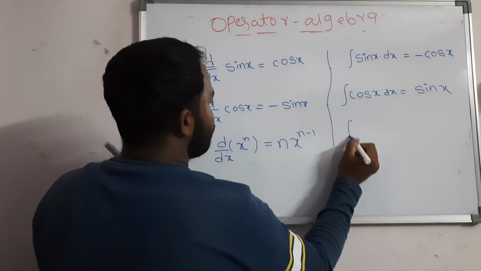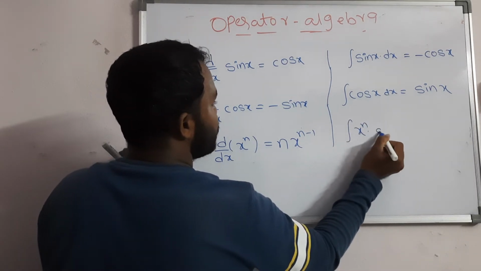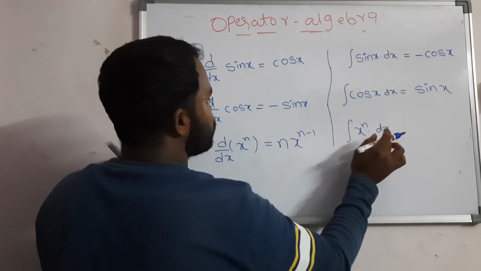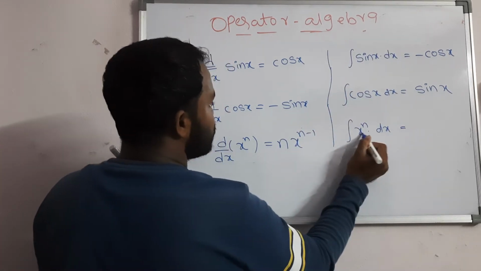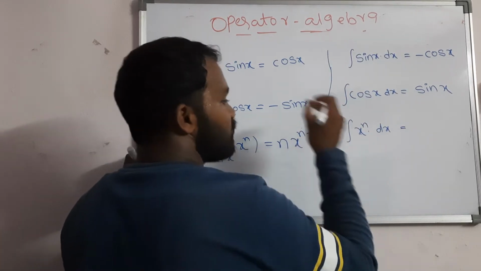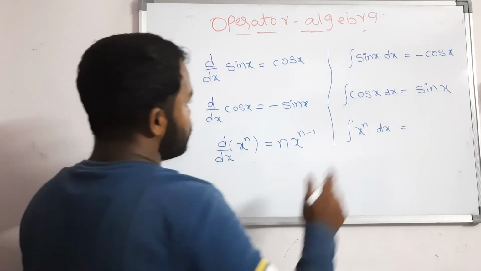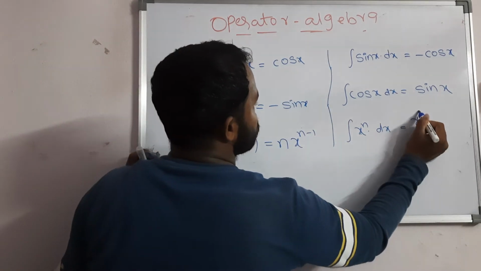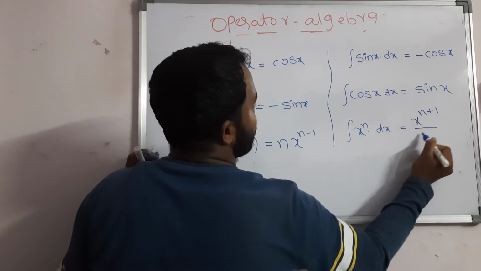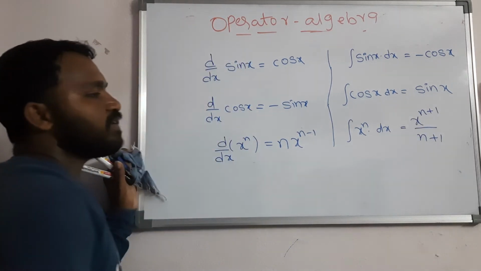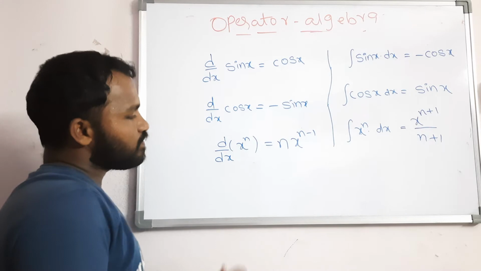Now the integration of x power n formula: x power n into dx. Whenever you are writing integration you should write dx, and the function in terms of x, or y, whatever it is. The x power n formula is x to the power of n plus 1 by n plus 1. You should write n plus 1 in the denominator.